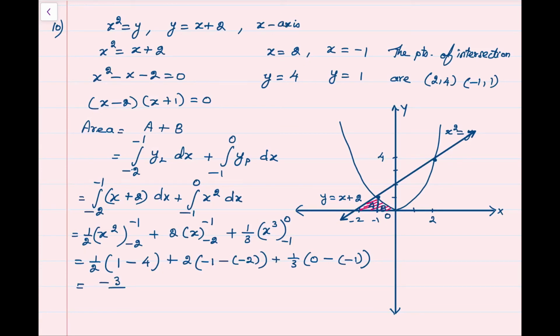Minus 3 divided by 2, and minus 1 plus 2 is plus 1, so 2 times 1, and plus 1 by 3. 6 is the LCM. Minus 9 plus 12 plus 2, that is 14 minus 9 divided by 6. 5 divided by 6 square units.